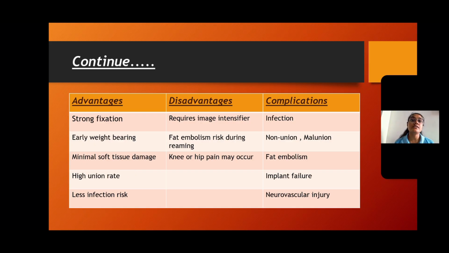Here are the advantages, disadvantages, and complications of nailing. Advantages are strong fixation, early weight bearing, minimal soft tissue damage, high union rate, and less infection risk. Disadvantages are that it requires image intensifier, fat embolism risk during reaming, and knee or hip pain may occur. Complications are sometimes infection, non-union and malunion, fat embolism, implant failure, and neurovascular injuries.